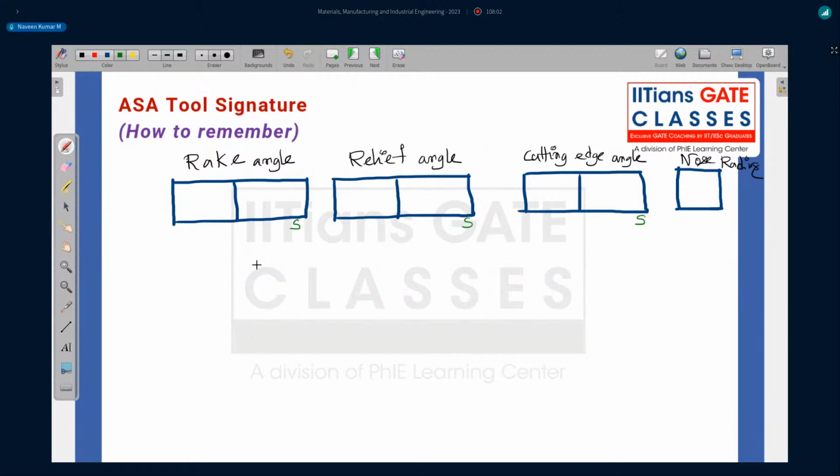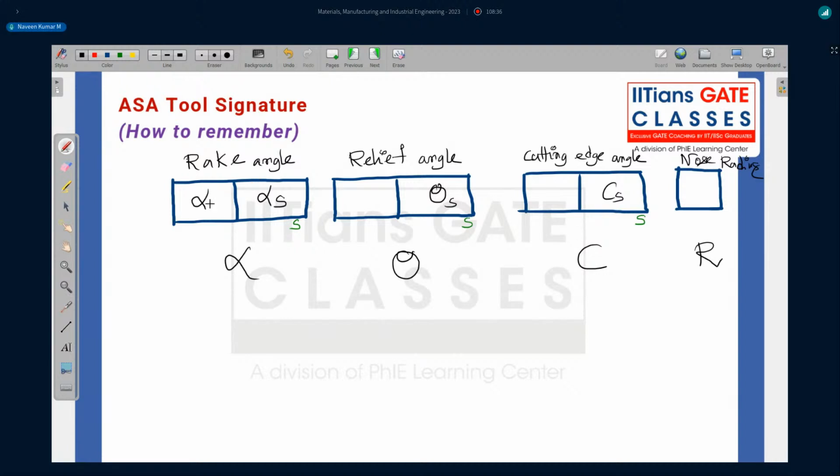In rake angle, we have side rake angle, right? So I'll write it as alpha S. Rake angle is given by alpha S. Please remember that these are alpha, theta, C, and R: alpha S, theta S, C S. And for rake angle, we have back rake angle, right?